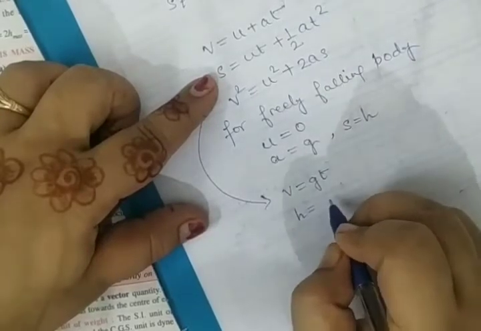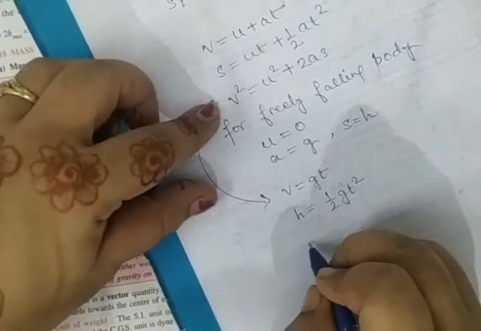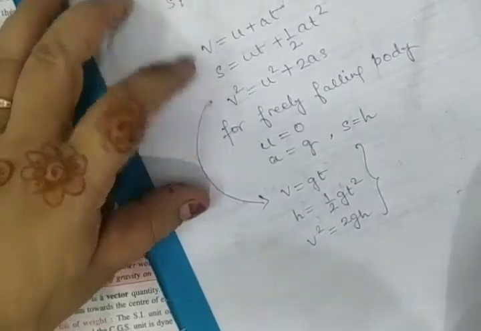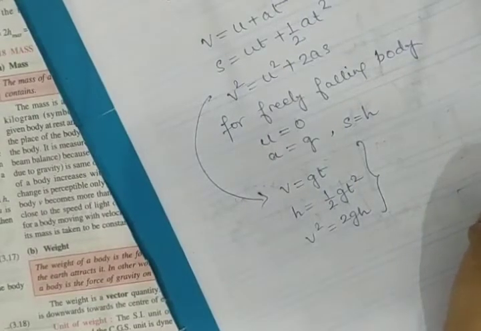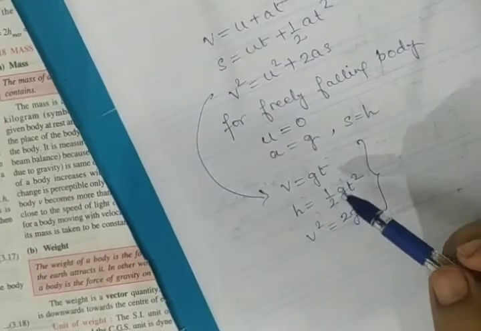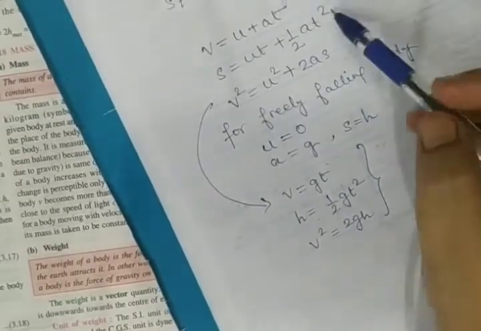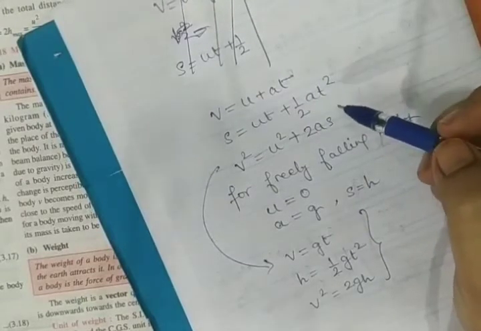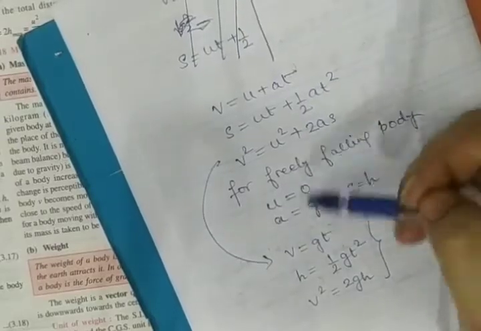So h is equal to, this term becomes 0, so half gt square, and v square is equal to 2gh, right? So these are the equations of motion for a freely falling body. If you want, you can learn them, or you can simply substitute these values whenever you are doing any numerical. You can simply write these equations, the ones you know from earlier, and put these values wherever required.